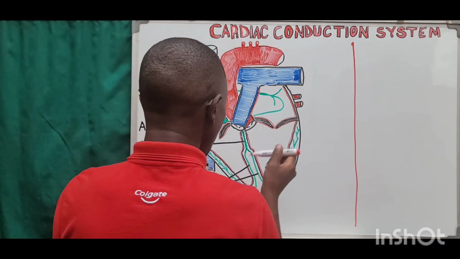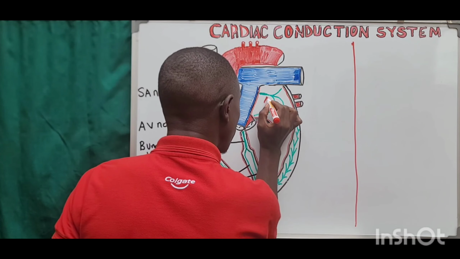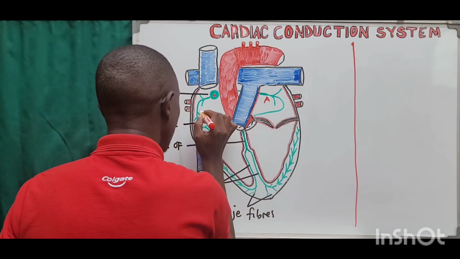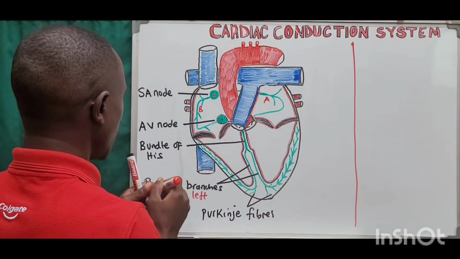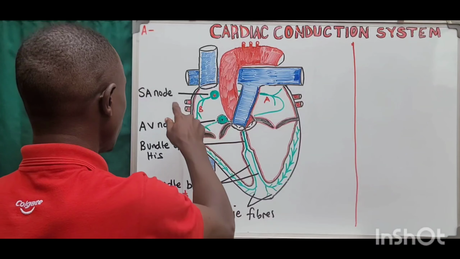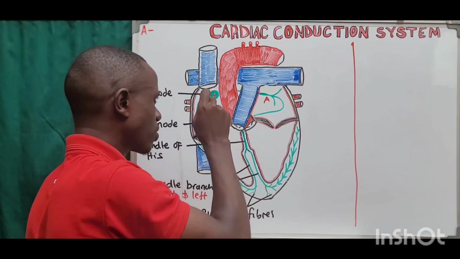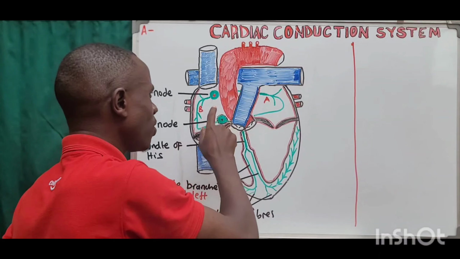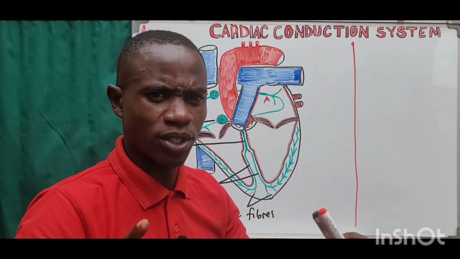Okay, let's first label this one, for example, A, and then we call all these ones here B. So now let's bring them here. Now this one, A here: the SA node generates the action potentials.